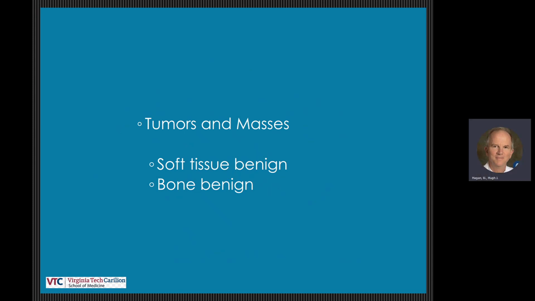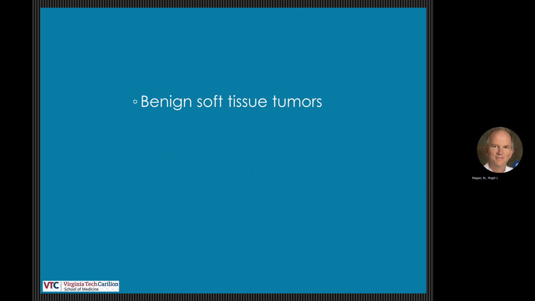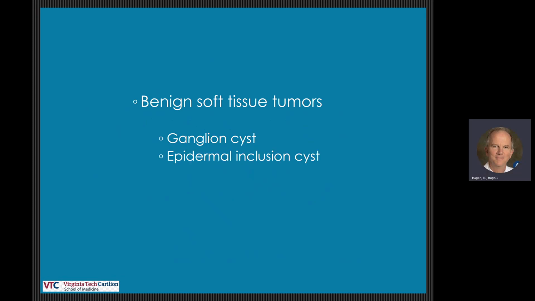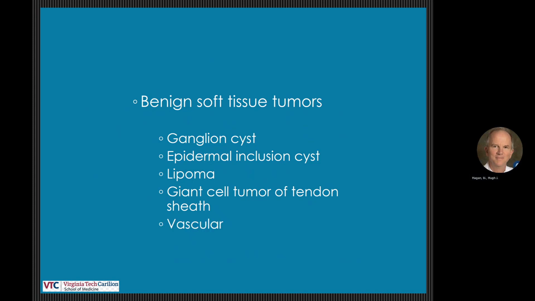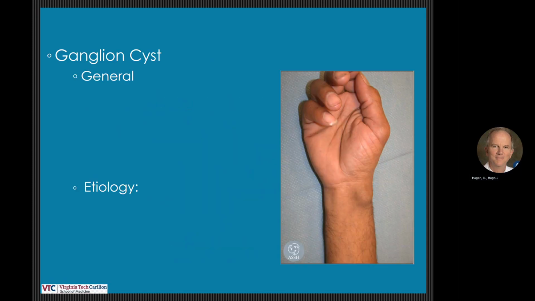We will begin by looking at soft tissue benign tumors and benign bone tumors. Benign soft tissue tumors include ganglion cysts, epidermal inclusion cysts, lipomas, giant cell tumors of the tendon sheath, vascular tumors, and nerve sheath tumors. We'll start with ganglion cysts.